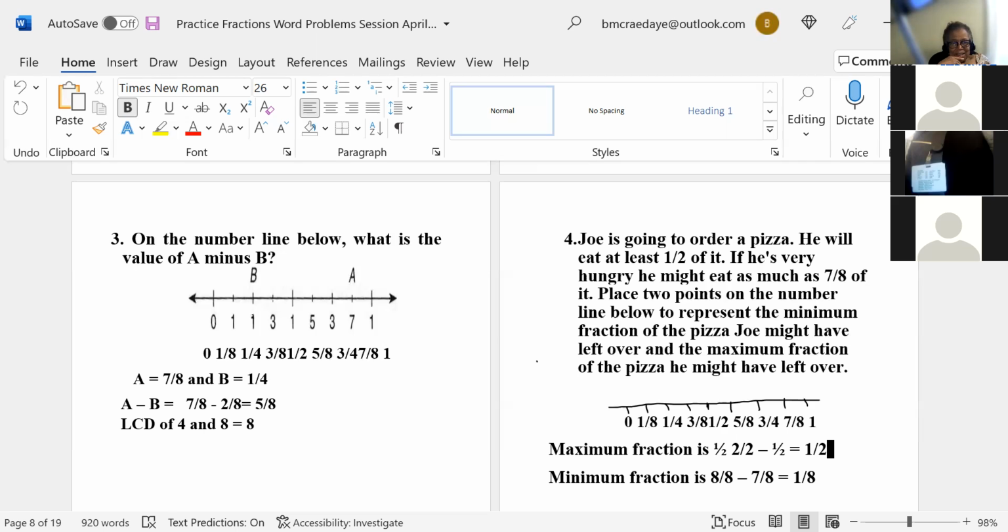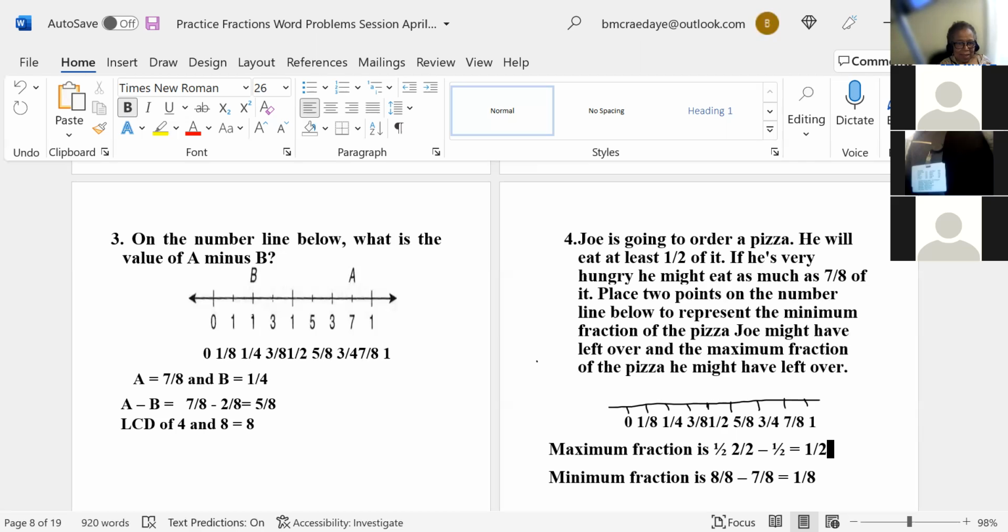Got it? Yeah, thank you. Questions? Miss Maureen got the minimum right away. She knew that 7/8 was bigger than a half because a half is 4/8, right? Maureen, is that the way you figured it? Yeah. 7/8 is bigger than 4/8, so he ate almost all the pizza.